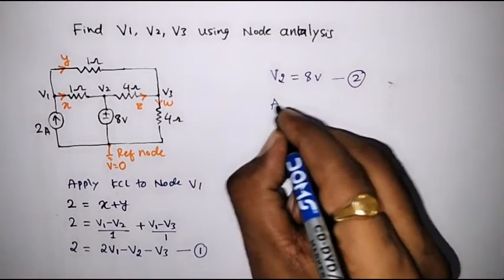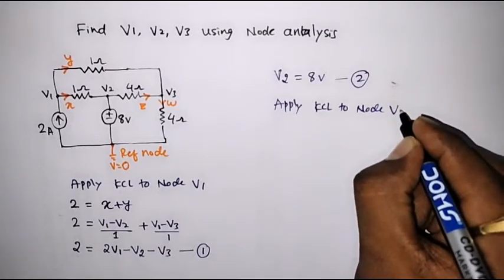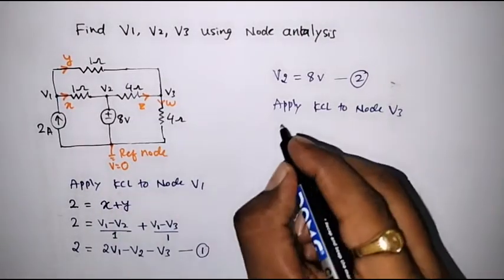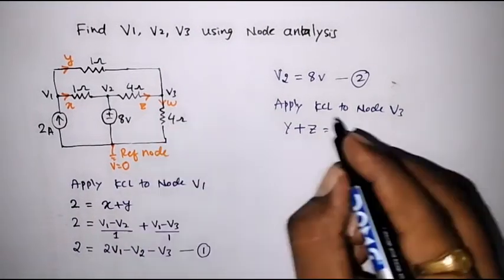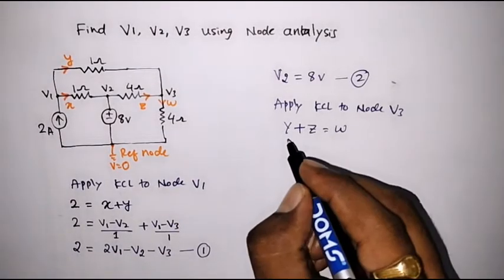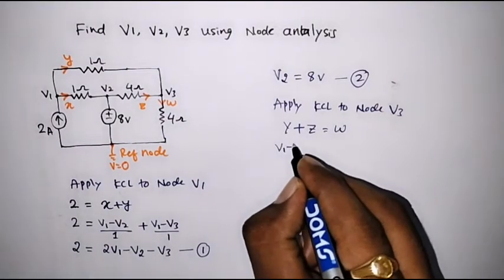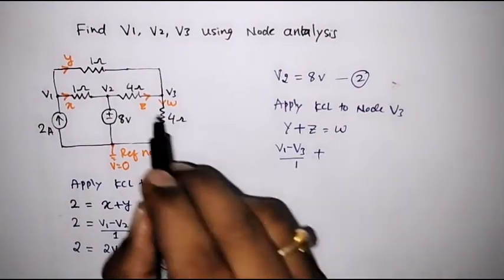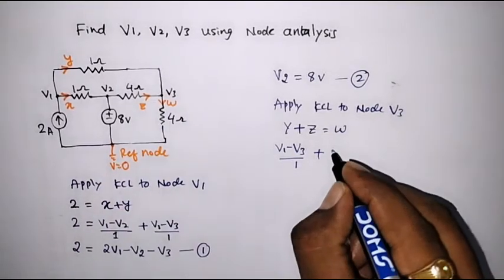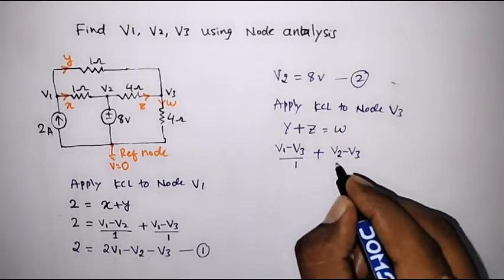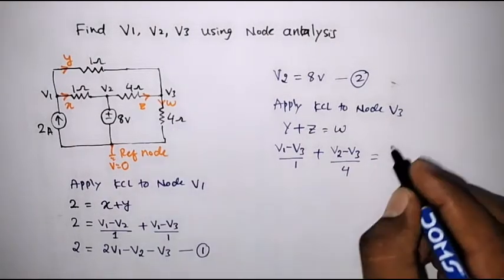Let's apply KCL to node V3. Here the incoming current is Y plus Z, and W is the outgoing current. Y is nothing but V1 minus V3 divided by 1, plus Z is the current which is moving from V2 towards V3, that is V2 minus V3 divided by 4, is equal to W, which is nothing but V3 by 4.